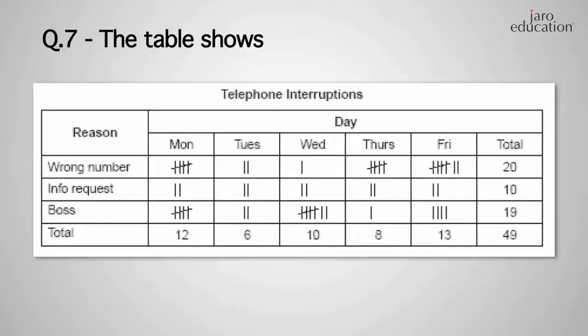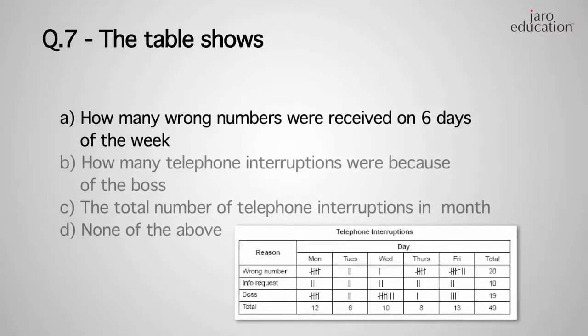This is a check sheet table, and this table shows A, how many wrong numbers were received on 6 days of the week, B, how many telephone interruptions were because of the boss, C, the total number of telephone interruptions in a month, or D, none of the above. So the table does not show how many wrong numbers were received really, and it definitely does not show for 6 days of the week. So A is not correct.